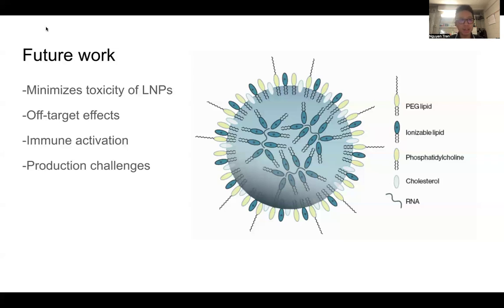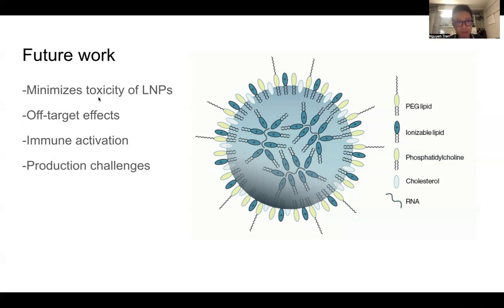And lastly, since this is an innovative technology that is new today, not something that we discovered in the 80s or 90s, there's still a lot of area to improve. For example, future work can be on minimizing the toxicity of LNPs. This is because the lipid can disrupt the cell membrane or cause an inflammatory response, for example, making you feel itchy or hurt or causing swelling. Those are some examples of inflammatory response, so it can be harmful for a human.